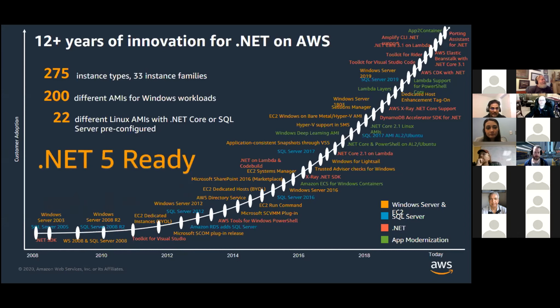And I'm happy to say that AWS is .NET 5 ready, and it has been ready right when .NET 5 was launched. So this is the continuous work of the last 12 plus years, and we're not done. I will be showing you some of the capabilities that we are adding, and also newer tools that we are building to support .NET-based application modernization.